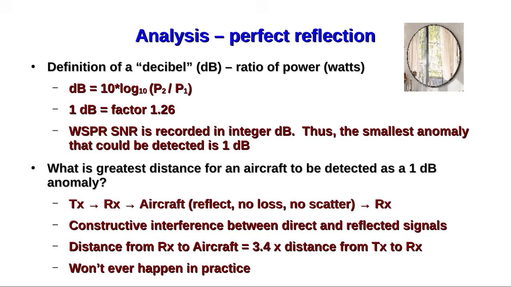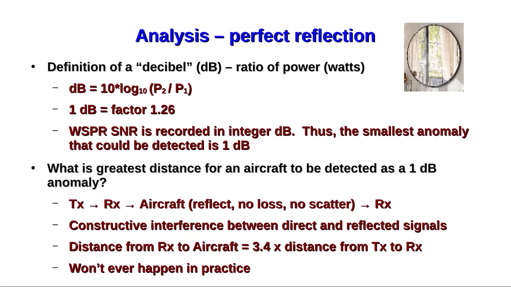Next, it is necessary to understand a bit of jargon, the definition of a decibel. It is defined to be a ratio of 2 powers, for example, measured in watts. The exact equation is shown. The Whisper database records the signal-to-noise ratio as an integer dB. If one wanted to determine if a particular signal-to-noise ratio were anomalous, the smallest anomaly that could be detected is 1 dB. That is a factor of 1.26.